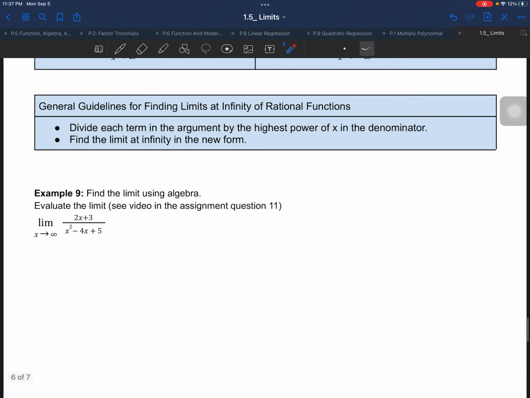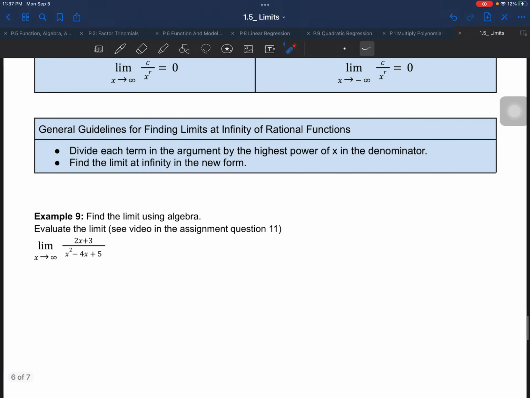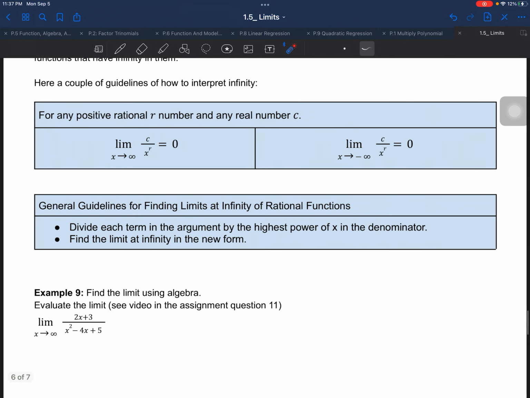There's a video in the assignment that shows how to do that process, so we're going to skip that for now, and you can refer to that video. Please let me know if you have any questions.